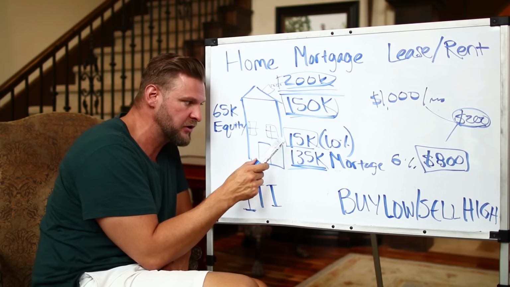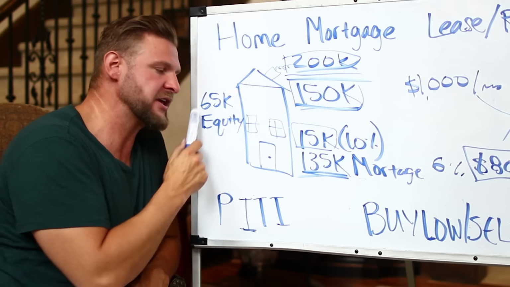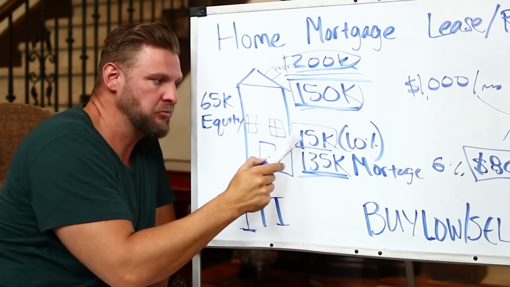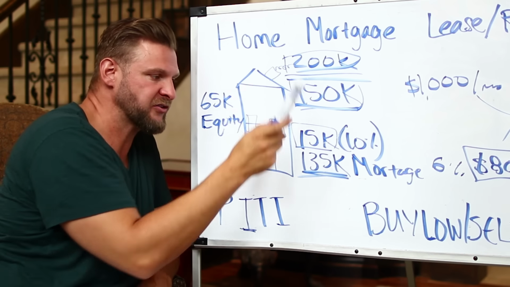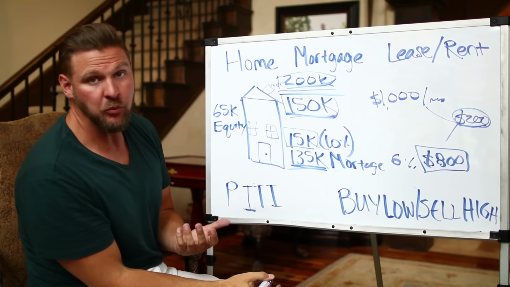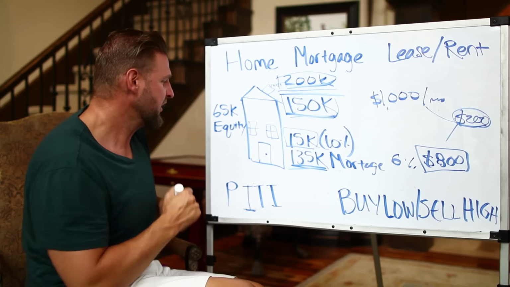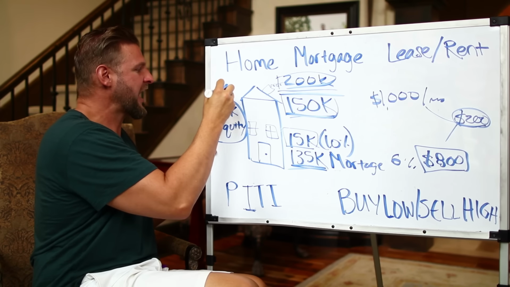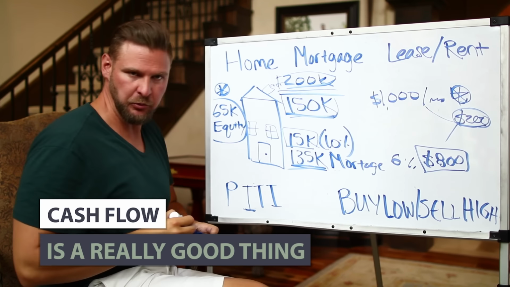You might say, but Kris, what about my $15,000 that I put down? That's now part of the equity because you would get this $50,000 out plus the $15,000 you put down. The equity represents the total amount between what it's worth and what's owed. By the way, when you do investment real estate, you're looking for equity and you're looking for cash flow. So I wanted to teach you these basics so that you understand equity is a very good thing. Cash flow is a really good thing.